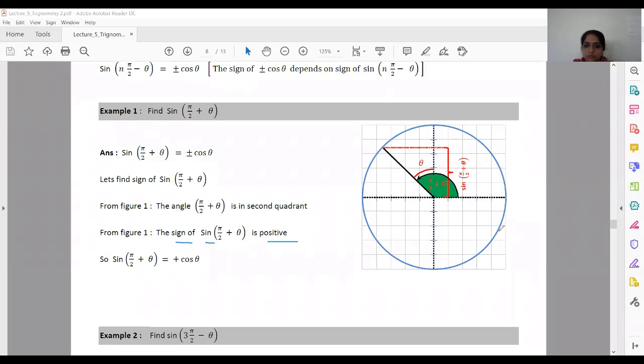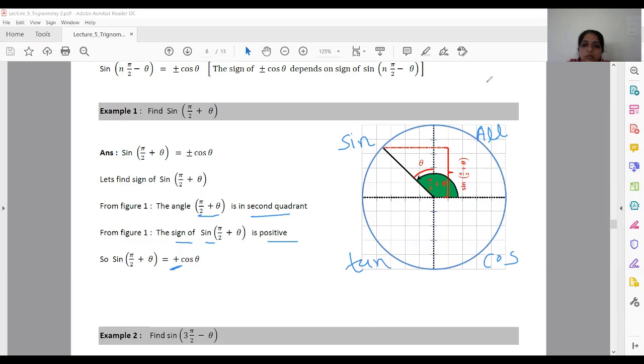You all know that in the first quadrant, all functions are positive. In the second quadrant, the sine function is positive. In the third quadrant, the tan function is positive. And in the fourth quadrant, the cos function is positive, right? So pi by 2 plus theta is in the second quadrant, and in the second quadrant the sign of sine is positive. So our right hand side is positive.